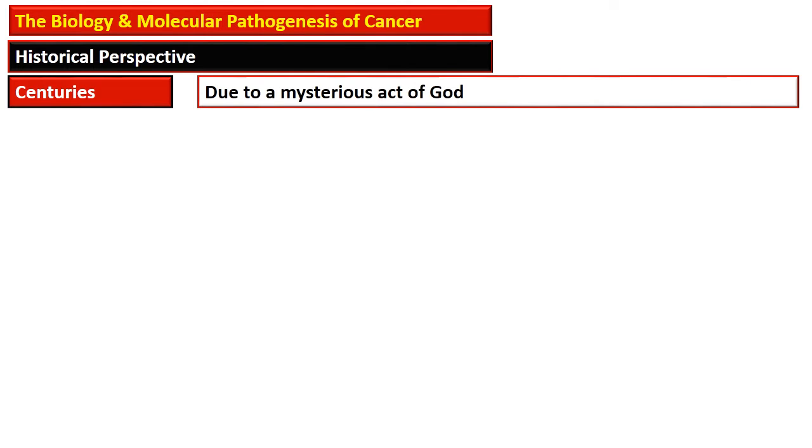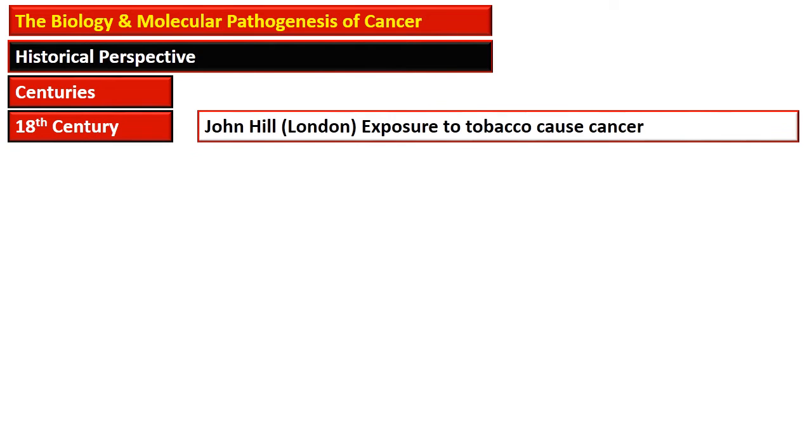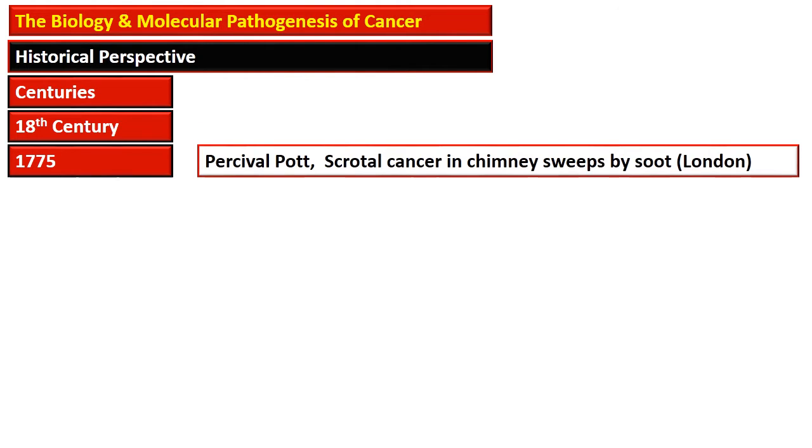For centuries, cancer was considered a mysterious act of God, and in the 18th century in London, John Hill established the cause and effect relationship between tobacco use and cancer. He also defined criteria to define this cause and effect relationship, and that is termed Hill's criteria. In 1775, Percivall Pott associated scrotal cancer with soot in chimney sweeps.